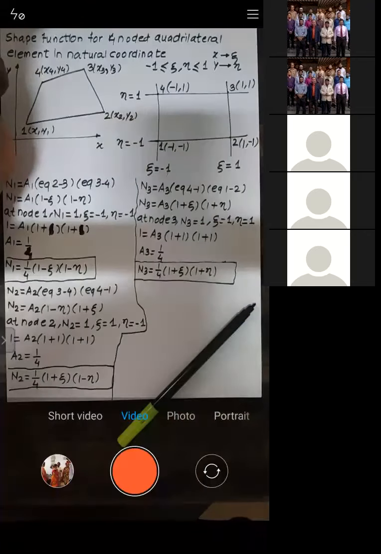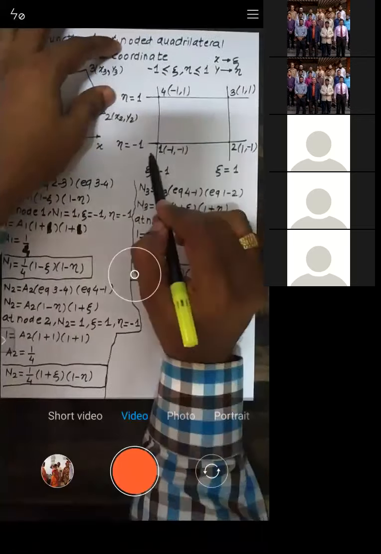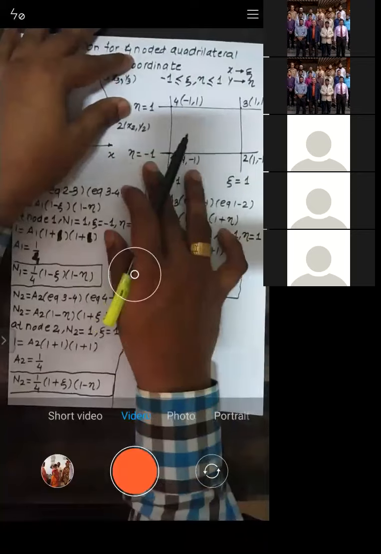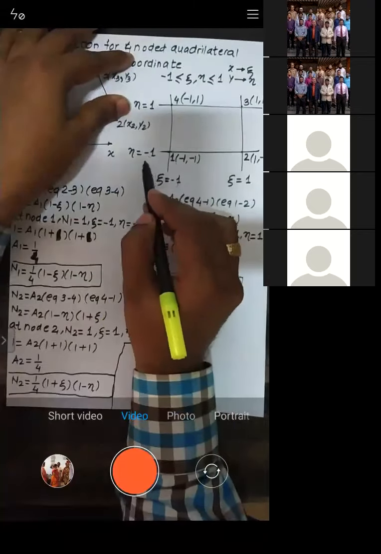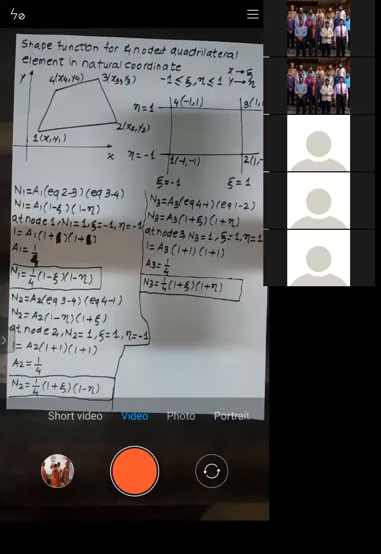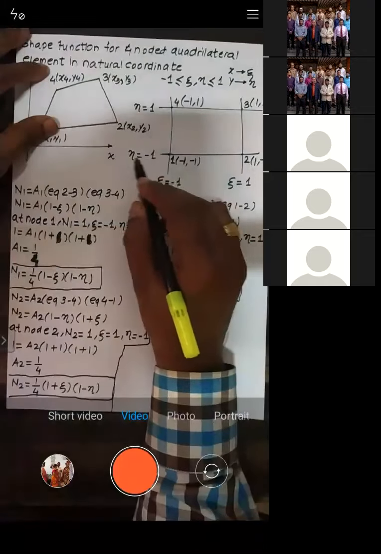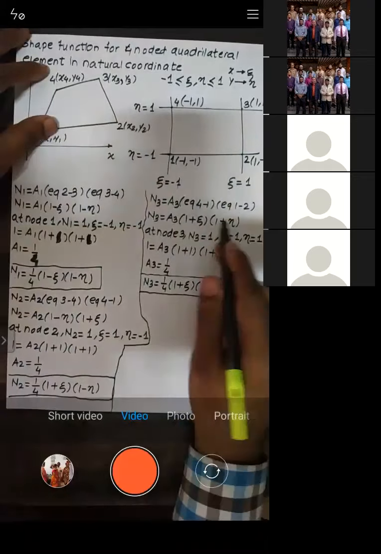Yes sir. Yes, understood. And equation 1 to 2: what is that equation? Neta is equal to -1, right? That means you bring this neta on this side, so it becomes minus. So -1 minus neta is equal to 0. Okay. That means 1 plus neta is equal to 0. That is the reason.